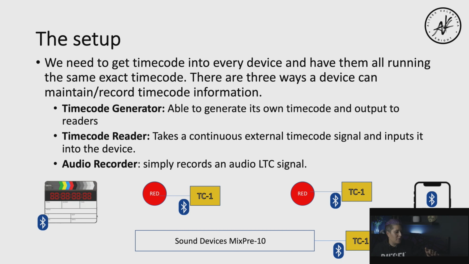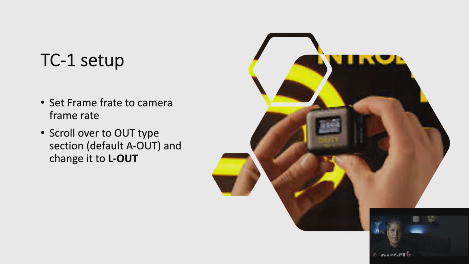Our readers are, of course, the RED camera systems. The TC-1, of course, is the timecode generator. And then the audio recorder is, of course, the MixPre-10. So let's talk about what the TC-1 setup is. The TC-1 setup is actually pretty simple. All you really need to do is make sure that the frame rate matches up with the camera and that the out type section is set to L out. And I'll show you how to do that.